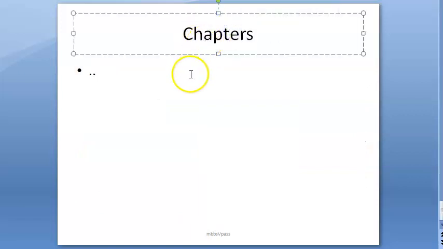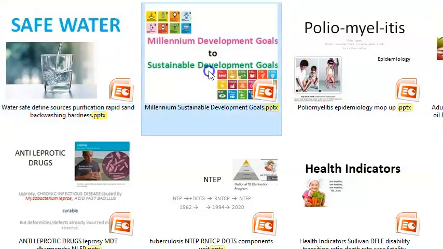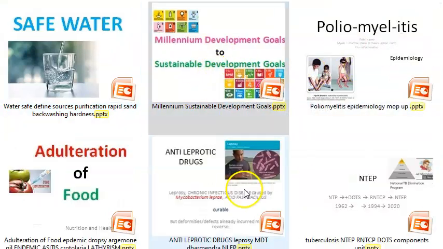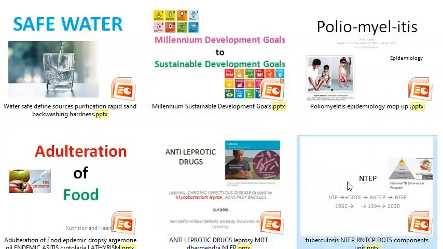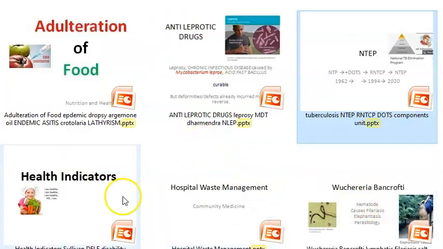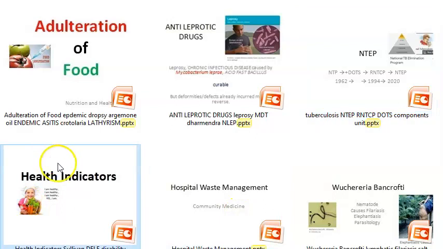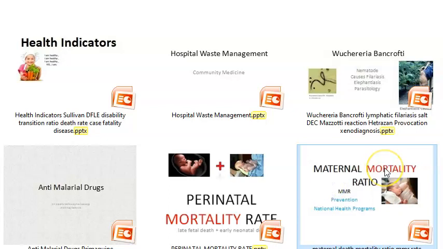Chapters, do you want to know what is important, guys? Basically, Millennium Development Goals have now become Sustainable Development Goals. Then what else do you want? Leprosy, you should know. Tuberculosis elimination program, DOTS, you should know. Then health indicators, mortality indicators, morbidity indicators. Then remember maternal mortality, MMR, if they ask you. MMR is maternal mortality ratio. MMR can also mean measles, mumps, rubella vaccine, but it can also mean maternal mortality ratio. Remember, it is a ratio, not a rate.